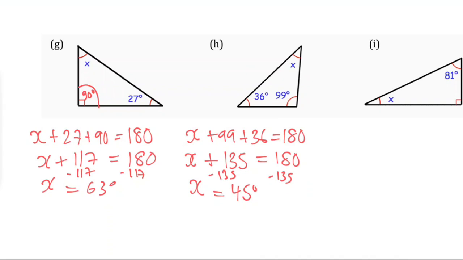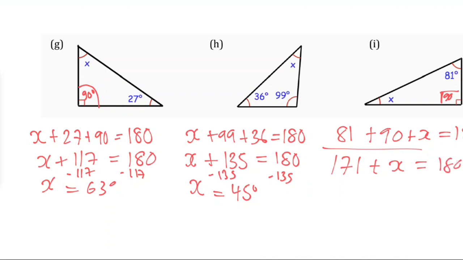And then finally you've got two angles labelled. What is this third angle? Well, it's a square, it's a quarter turn, it's a right angle, it's 90 degrees. So let's add up our angles. 81 plus 90 plus x is equal to 180. If we clean up this left-hand side, what's 81 plus 90? Well, it's 171. Plus x is equal to 180, and then x is equal to 9 degrees. So we just solve for x, minus 171 from both sides.